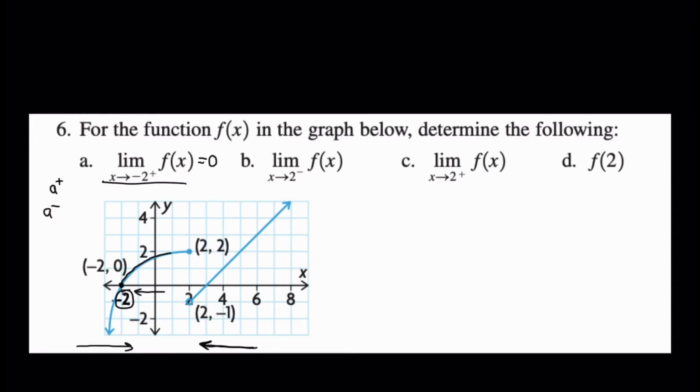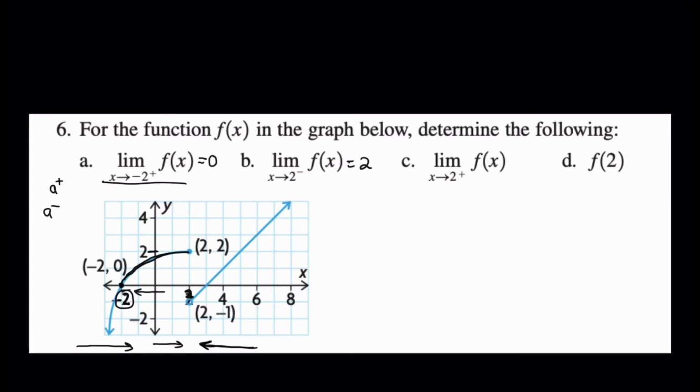Now for B. In B, I have to find the number 2. This is number 2, it is here. Now it's from the minus side, right? I'm approaching from this side. From this side, the graph is this line. I approach from here, and then I stop at 2. That gives me 2. The y value is 2.